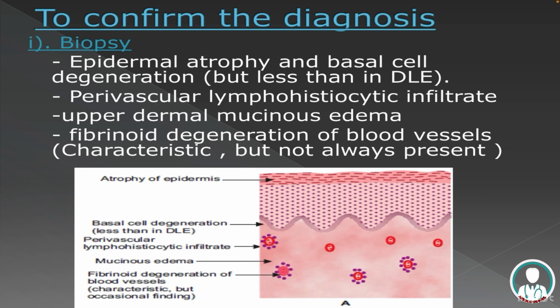The biopsy findings are: there is epidermal atrophy and basal cell degeneration, but the basal cell degeneration is less in comparison to discoid lupus erythematosus. There is perivascular lymphocytic infiltrate. There is upper dermal mucinous edema. There is fibrinoid degeneration of the blood vessels, which is characteristic of SLE but is not always present.